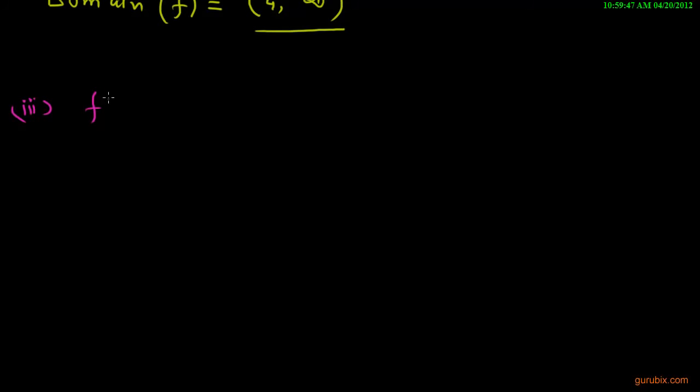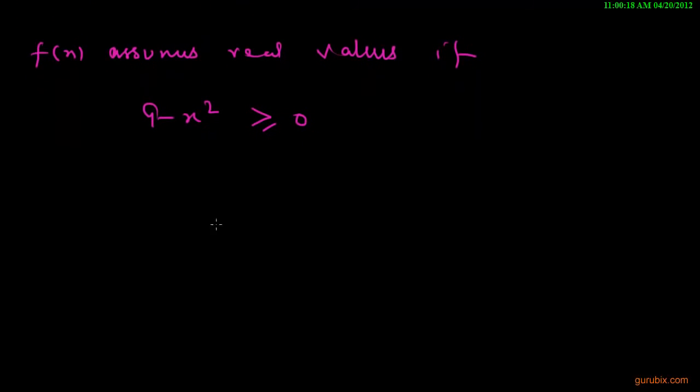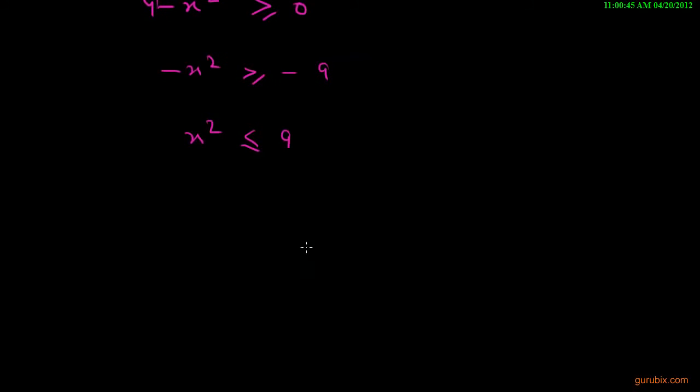In the third part we are given a function f(x) = √(9 − x²), and this is also a square root function. So we shall write f(x) assumes real values if 9 − x² is greater than or equal to 0. This means −x² is greater than or equal to −9. This means x² is less than or equal to 9.